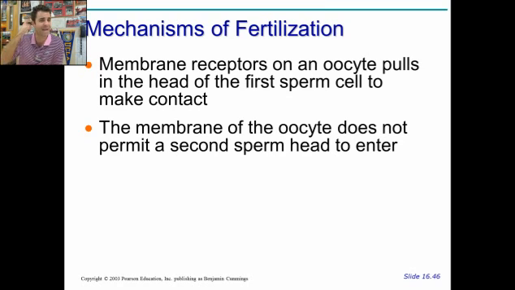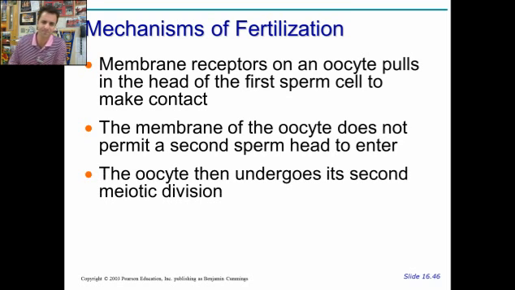Usually if polyspermy happens, it causes a spontaneous abortion. It doesn't develop. But sometimes polyspermy can cause twins, where you have 2 different sperm fertilizing the same egg and then the egg splits, or 1 sperm fertilizing 1 egg and then the zygote splits.